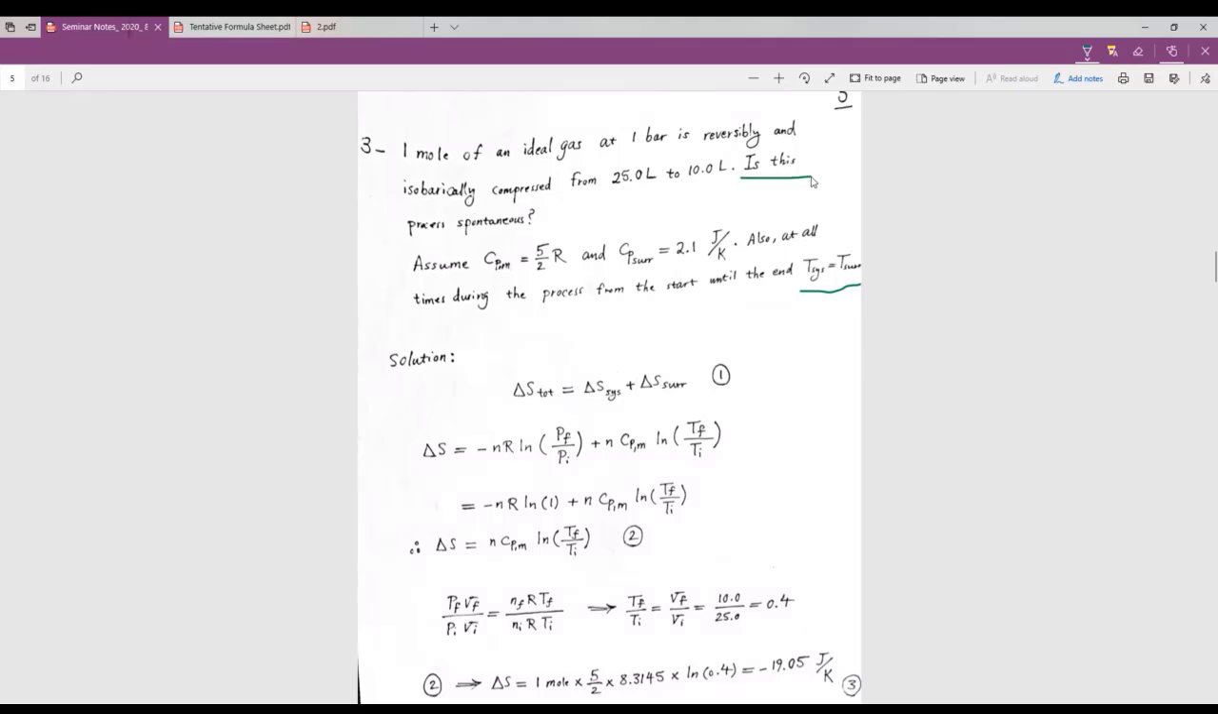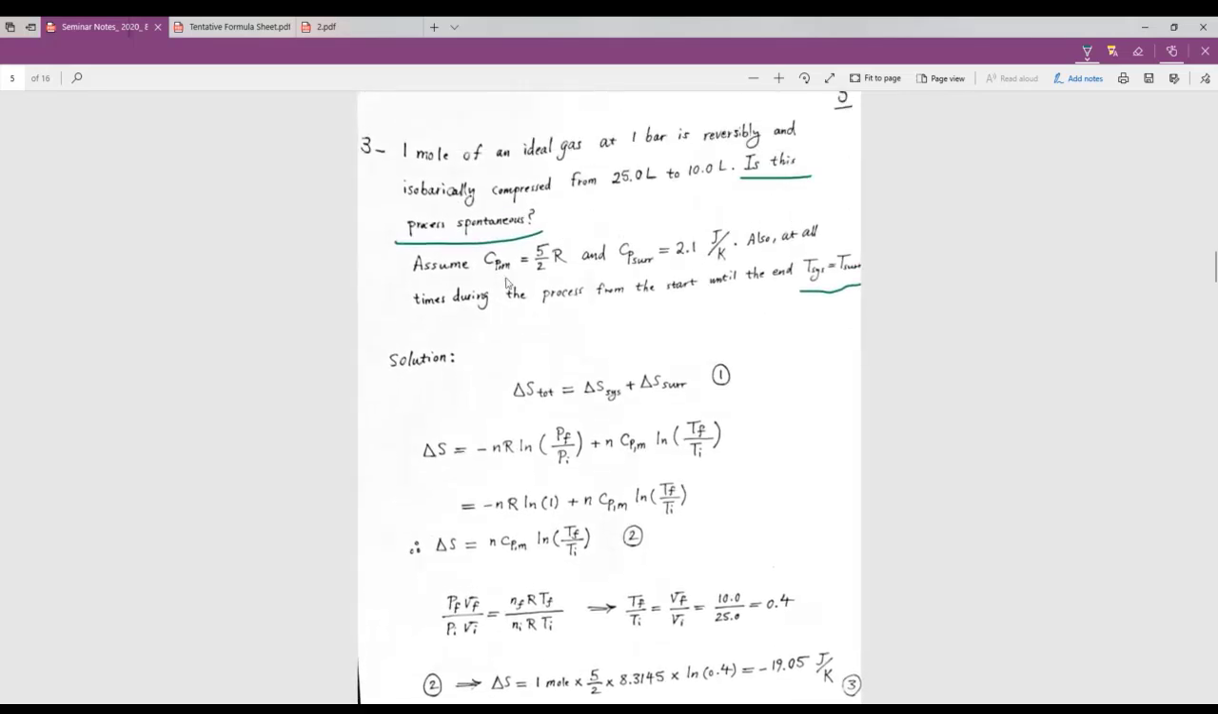So the question is, is this process spontaneous? And what we're going to do, the easiest way, is to tell the spontaneity of the process based on the change in the entropy. That's the easiest way. That's what we should figure out actually in the exam. So the easiest way is to use entropy for this specific question, of course.